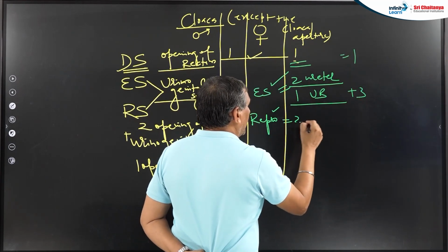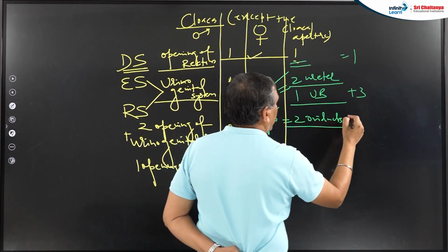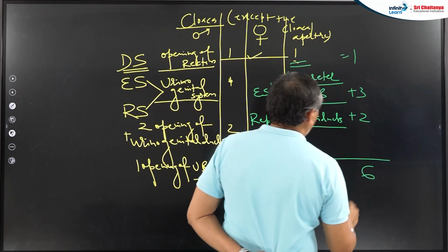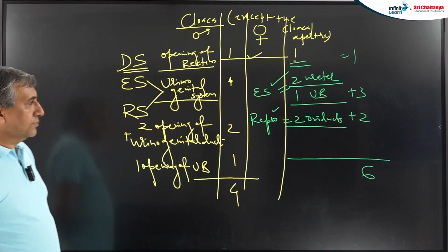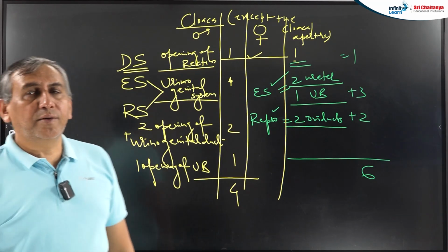Now two openings of oviducts. They are also opening separately into the cloaca. So there is 2. So how many openings present in female frog? 6. How many openings present in male frog? 4. This is one very important question that you have to remember related with the male and female frog.